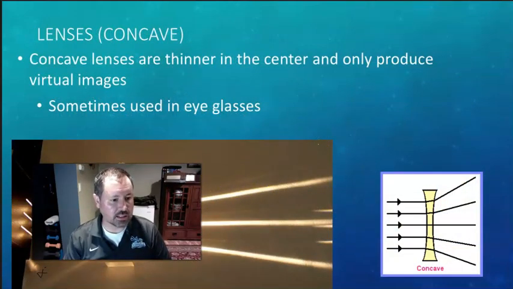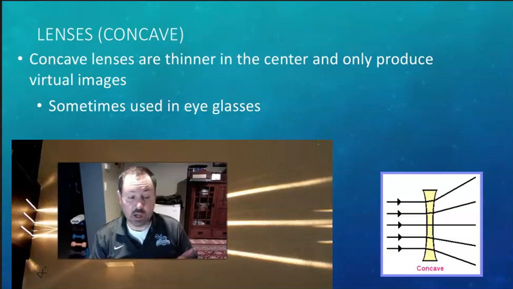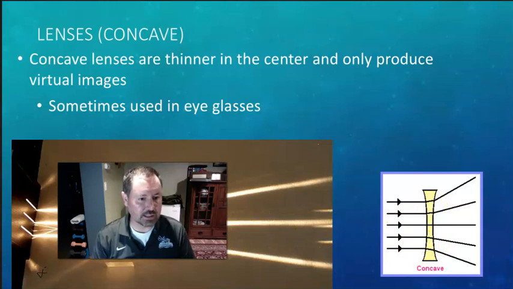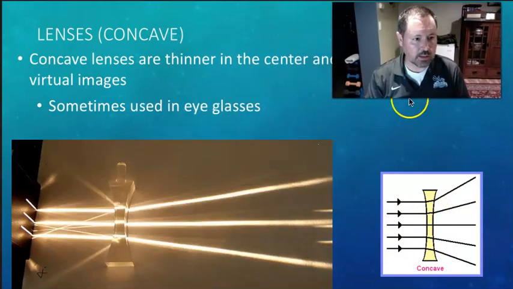Okay, on the lenses. There's concave and convex lenses. A concave lens is thinner in the center. So here's a concave lens. It's thinner in the center. And sometimes it's used in eyeglasses.